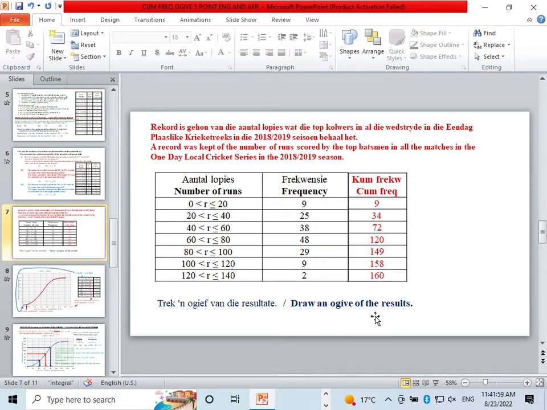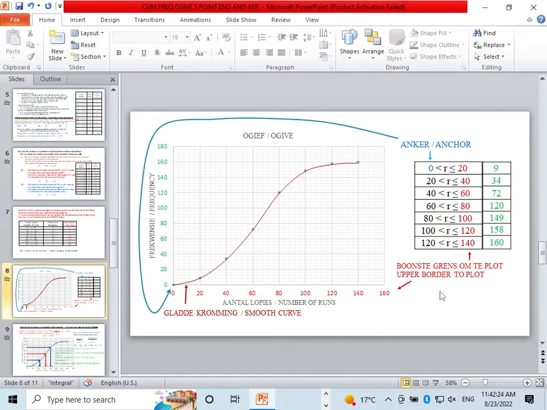Right. A record was kept of the number of runs scored by the top batsman in all the matches in a one-day local cricket series in the 2018 and 2019 season. So, number of runs, there is our interval, frequency, and then the cumulative frequency. How did I get the cumulative frequency? They add the previous frequencies. Draw an ogive of the results. Okay. The first thing that you get a mark for when you draw the ogive is this long line here. Did you anchor it? Did you anchor it?